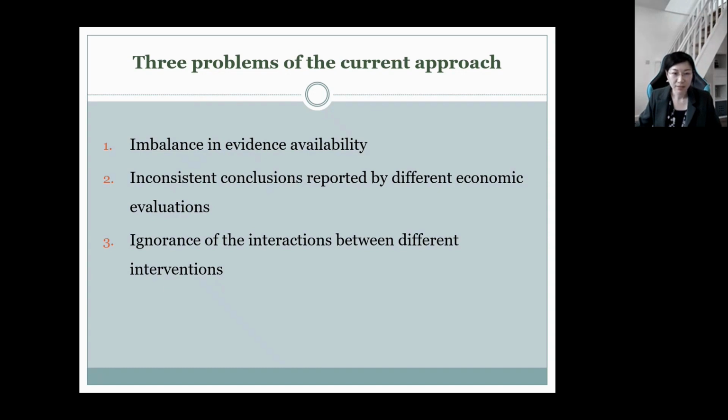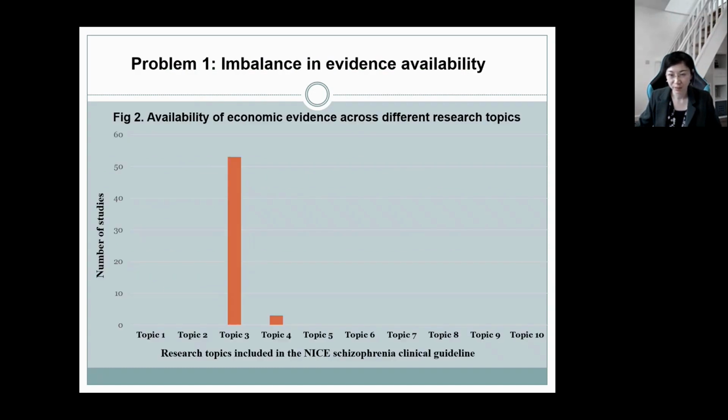So the first problem is imbalance in evidence availability. Figure 2 shows the availability of economic evidence across different research topics of the NICE schizophrenia guideline. As we can see, of the 10 topics of interest, the health economists only found economic evidence for 2 of them. This means for the remaining 8 topics, the guideline development group will have to make their recommendations without cost-effectiveness evidence.